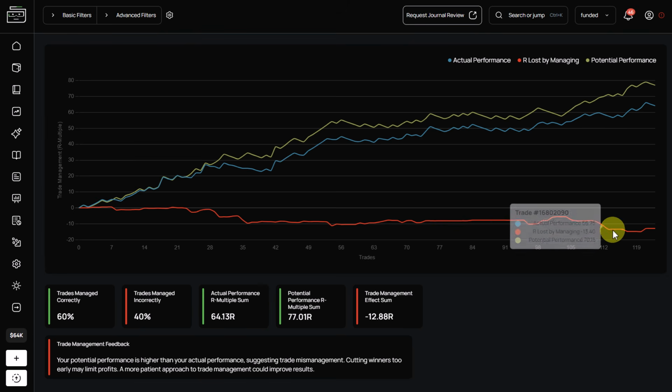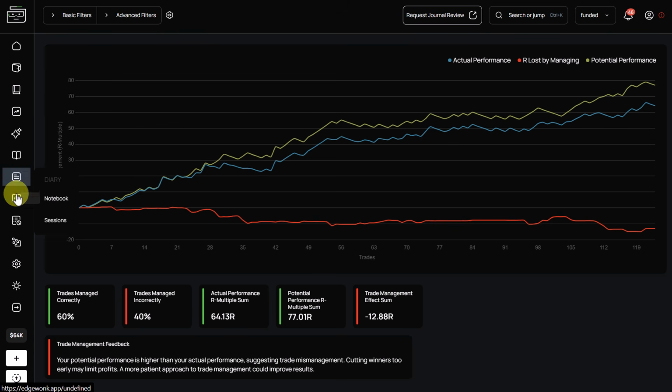Of course, there are a few dips here and there, but ever since probably trade 36 or 37, the line is mostly flat. So over the last 80 trades, the trader is not making any real trade management mistakes, and there's no big theme here for us to find. At this point, I would say trade management is not something for this trader to worry about, and it's not something that needs to be changed.